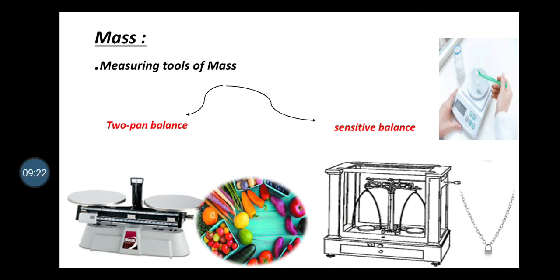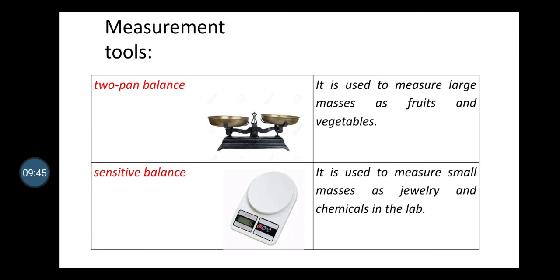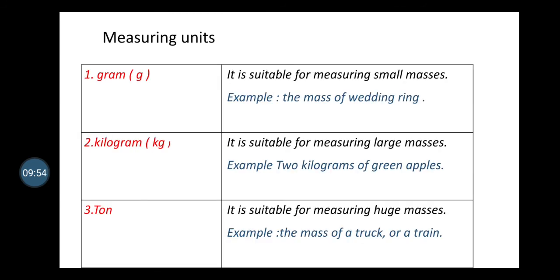How can we measure the mass? By using the ruler? No, we have other tools like the balance. We find the balance when we buy fruits or vegetables, or the sensitive balance when we use it to measure the mass of a necklace or chemicals used in the lab. So the balance is used to measure larger masses such as fruits and vegetables, and the sensitive balance is used to measure small masses such as jewelry and chemicals.